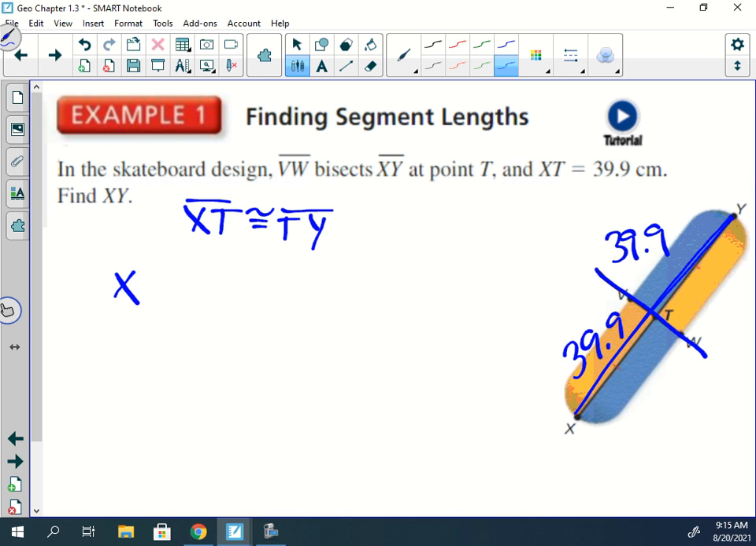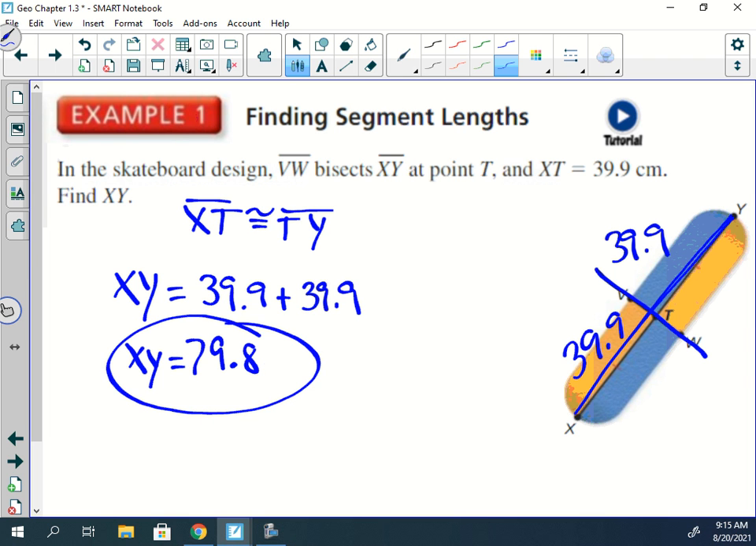So the length of XY would be what? Well, 39.9 plus 39.9. We can add those two parts together to get the whole. So this here would tell me that XY is 8, carry the 1, 9, carry the 1. So it'd be 79.8 centimeters. 79.8 centimeters.